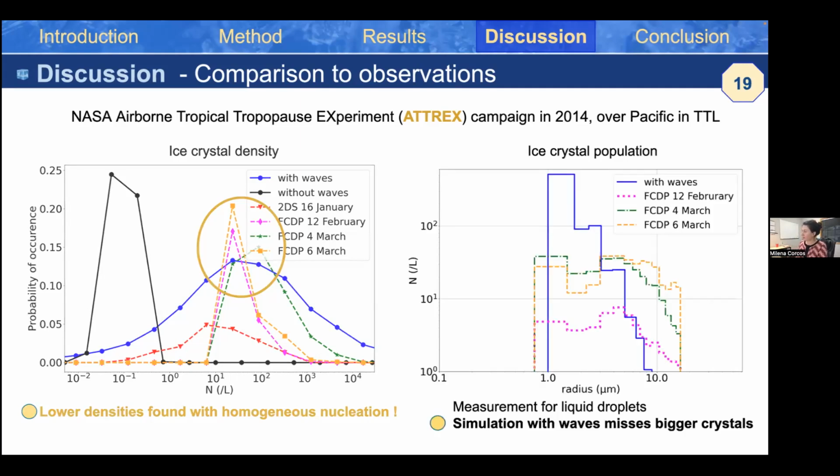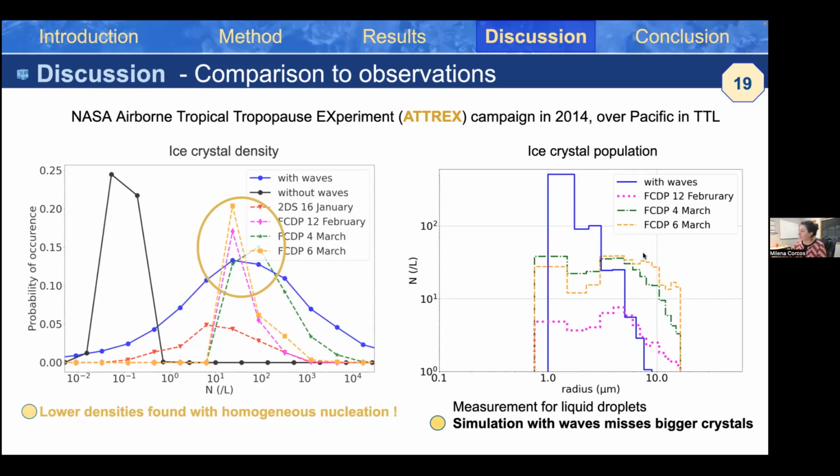Then we looked at the ice crystal population. So I'm just representing it here for the simulation with the waves, as without the waves, it was too unrealistic. We can see that we are in the range of the observed sizes. We are overestimating the smaller crystals, but we can explain that by the fact that the instrument was limited for the crystals up to 1 micron.